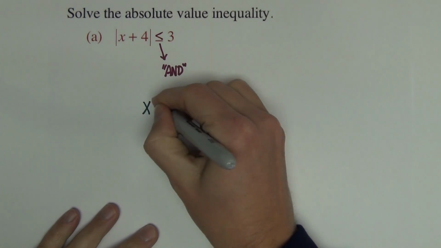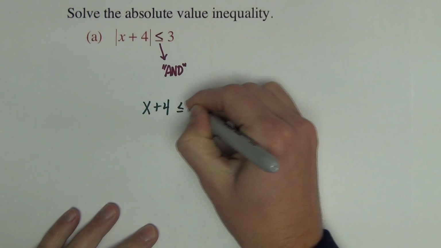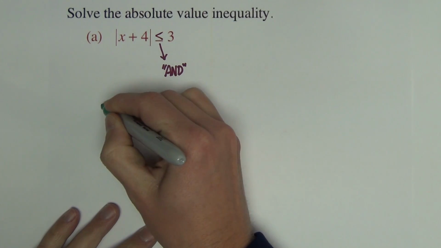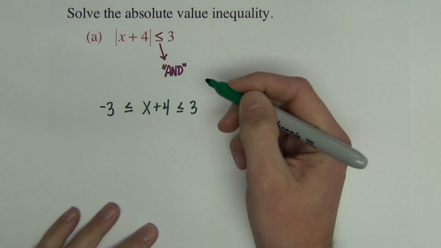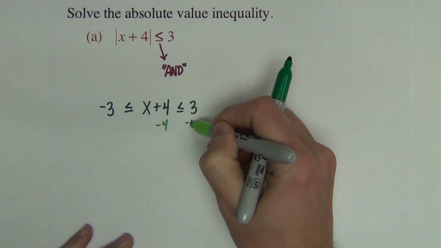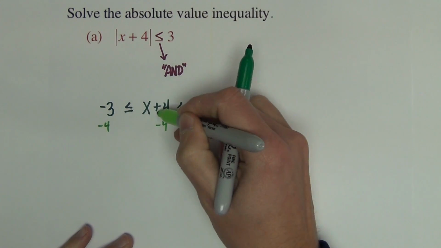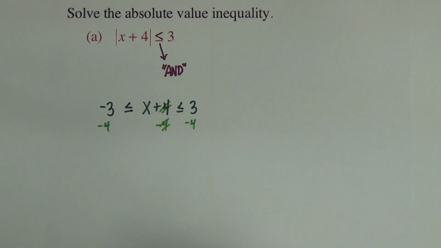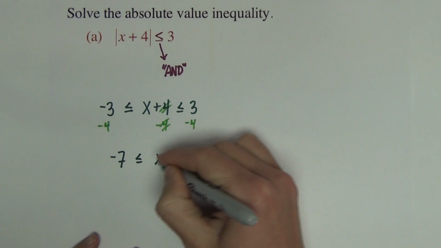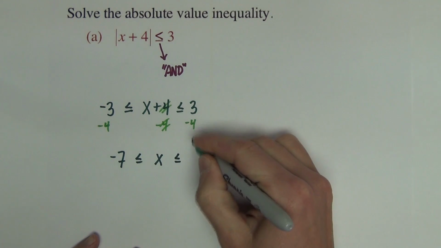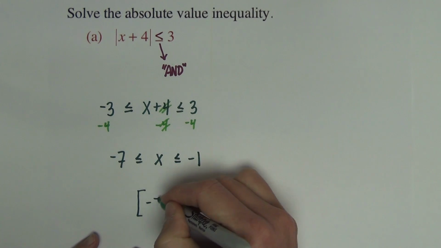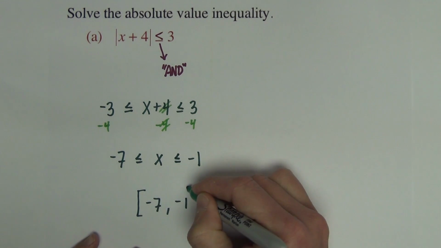x plus 4 less than or equal to 3 and x plus 4 is greater than or equal to negative 3. With one step here, subtracting the 4 out of the middle and off both ends, we get negative 7 is less than or equal to x less than or equal to negative 1. And in interval notation, that's negative 7 comma negative 1.